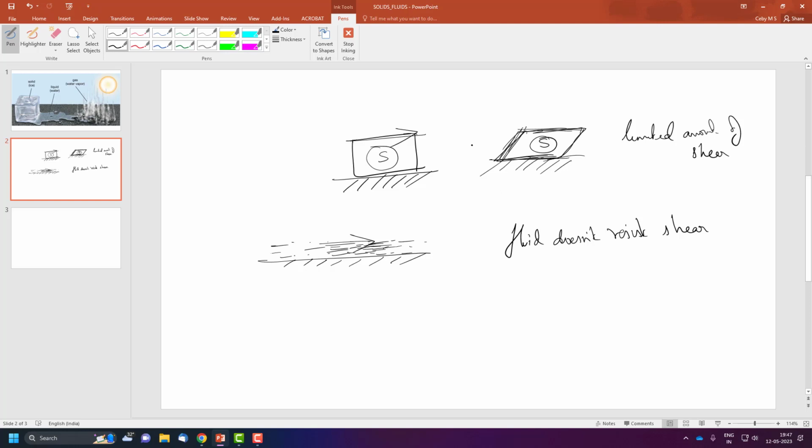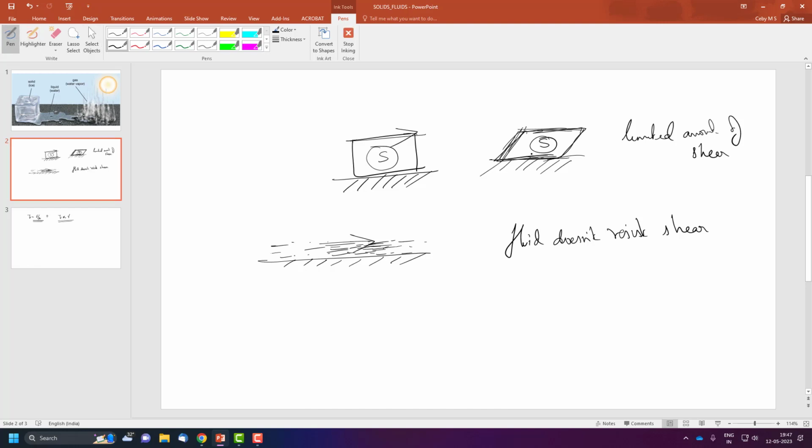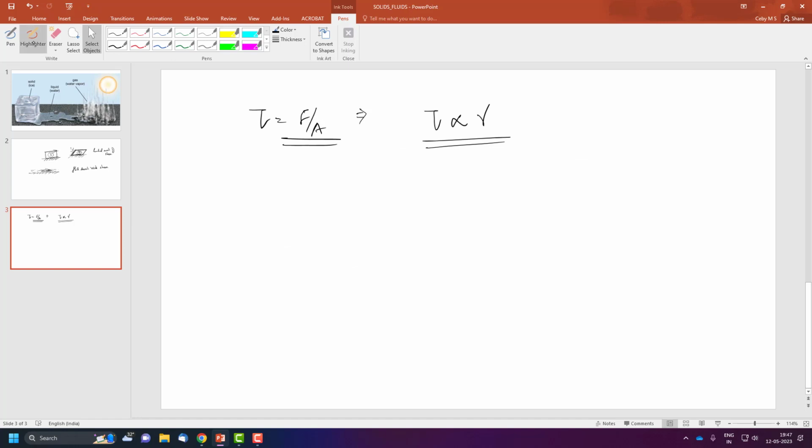And one more thing is, as you may know, for solids, the shear stress, tau, is equal to F by A, where F is the shear force and A is the area upon which the shear force is applied. Fine. So this tau is proportional to shear strain. I'm denoting shear strain as gamma. We may denote it as epsilon xy, as up to you. So this is the relationship for a solid, the relationship between shear stress and shear strain.